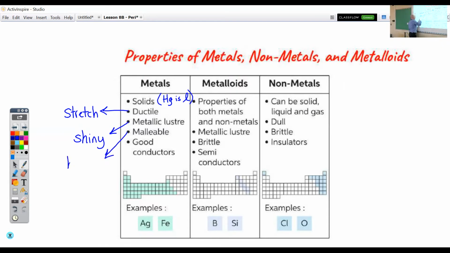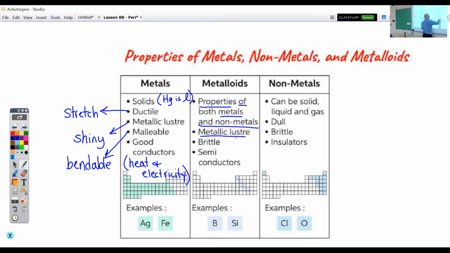So for this word, I'm going to write bendable. And the last part is they are good conductors, and that means of two things, heat and electricity. So these are just two examples of metals, silver and iron, things that you are probably familiar with. The second one is called metalloids. They have properties of both metals and nonmetals.